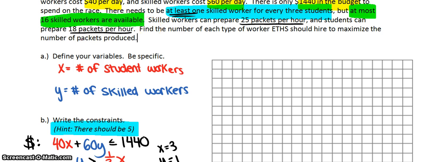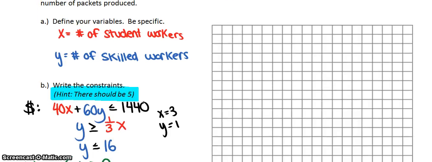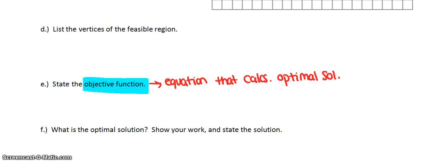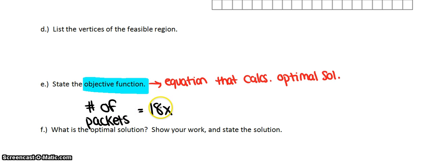And that's where this last piece of information comes in handy. So to calculate how many packets are produced, students can produce 18 an hour, and skilled workers can produce 25 an hour. So if I do 25 times y, that'll say, okay, if I have 3 skilled workers, they would produce 75 packets. So that last information is to help you calculate your optimal solution. So to calculate the objective function, the number of packets produced would be equal to 18x, so 18 packets per student per hour, plus 25y.